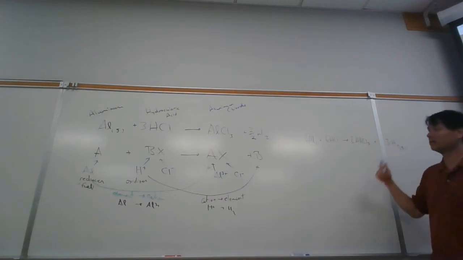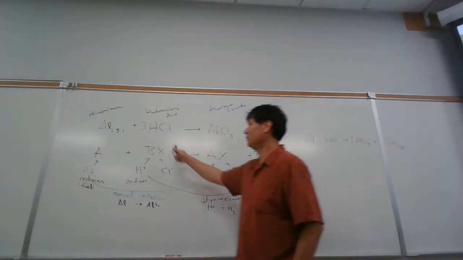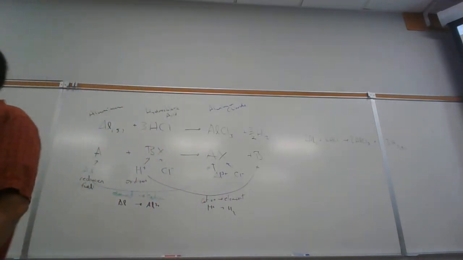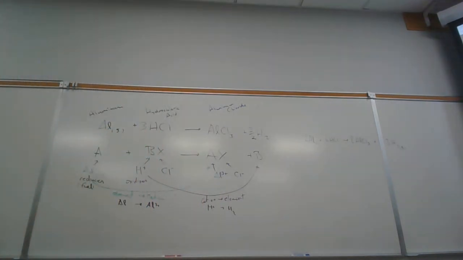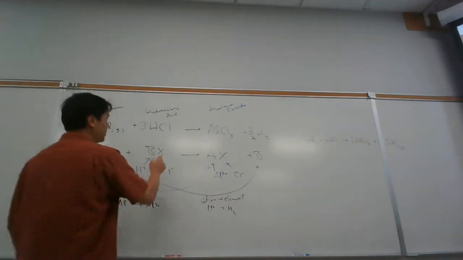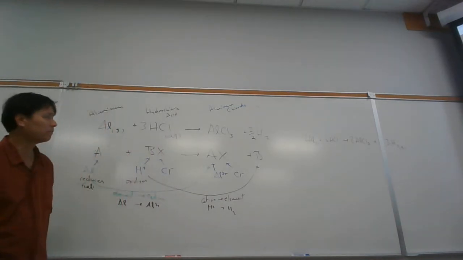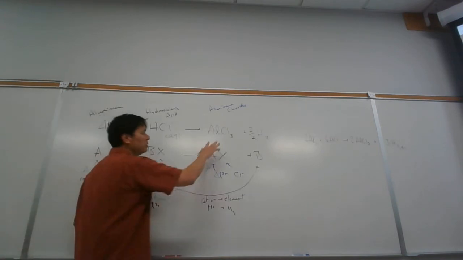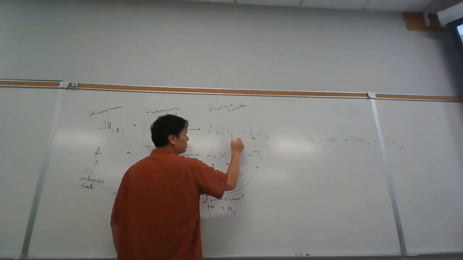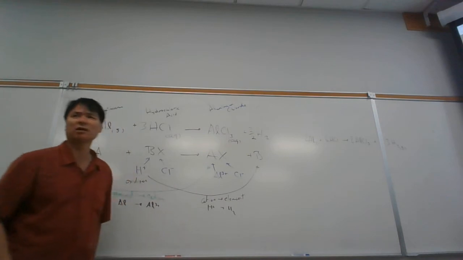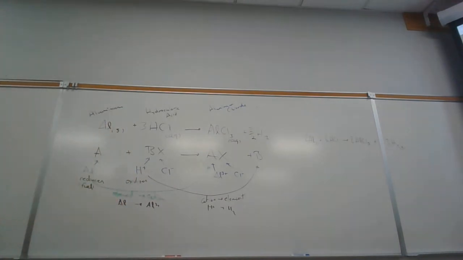H2 is a gas, I know that, but what is HCl? Is it a solid, liquid, gas, or aqueous? When we have acids, they're usually aqueous. Aqueous just means dissolved in water. If there's water present, then aluminum chloride actually dissolves in that water too. Aluminum chloride is normally a white solid. Now, all ionic compounds are solids.